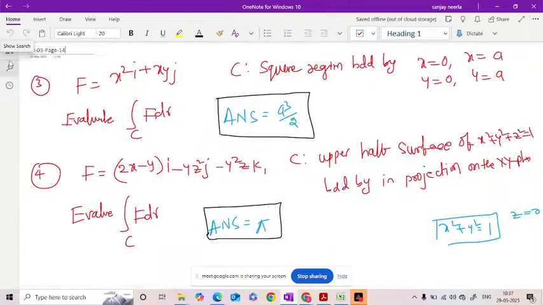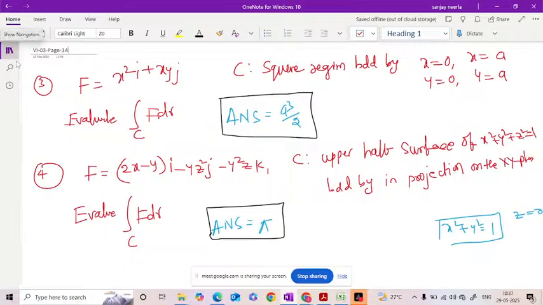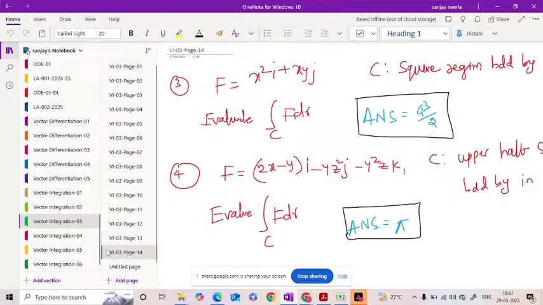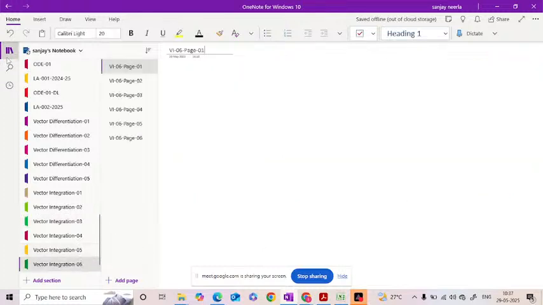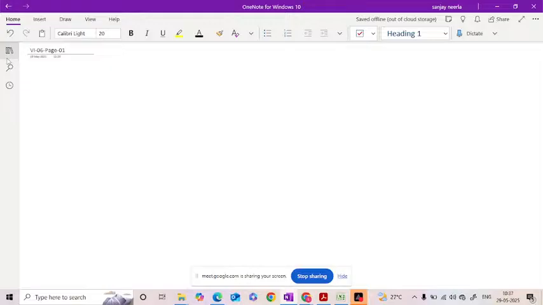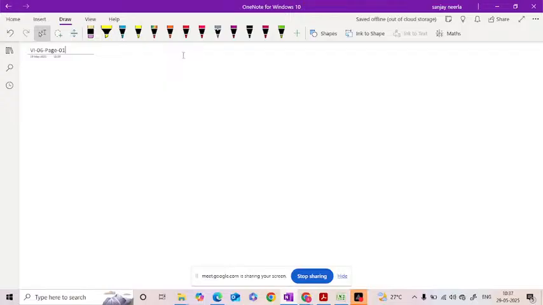Now we will solve the same problems in a different manner, that means by using the double integral. That means we will use Stokes theorem. So before going to the problems, I think all of you know the statement of Stokes theorem. Statement of Stokes theorem.